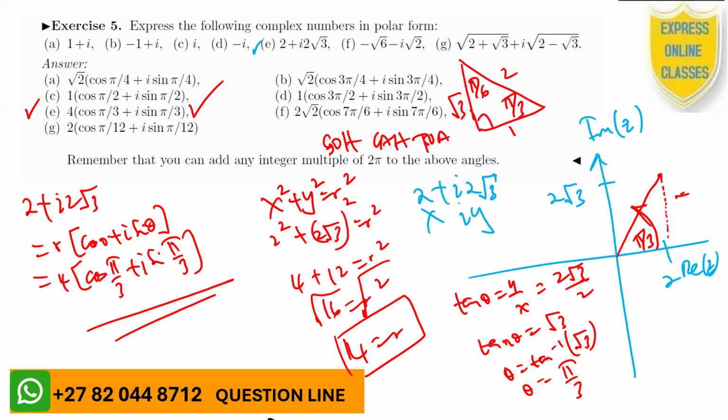Think about it and make sure you understand. What is the formula? The formula is that given any complex number in the rectangular form, you can write r in brackets cosine theta plus i sine theta. Always you can do this. So now think about it and make sure you understand this.